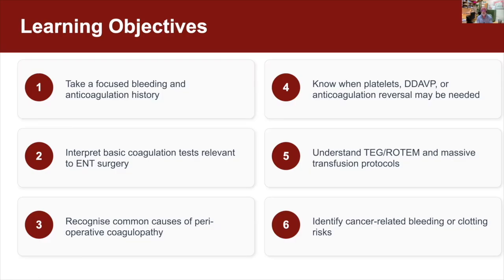I'm going to go through the objectives that you set for me: history taking, interpreting blood results, common causes of coagulopathy perioperatively, know when to use platelets, DDAVP, or you need to reverse anticoagulants. A quick look at TEG and ROTEM. I don't use these, but I've covered them in one of the slides, and massive transfusion protocols, and then cancer-related bleeding or clotting risks.